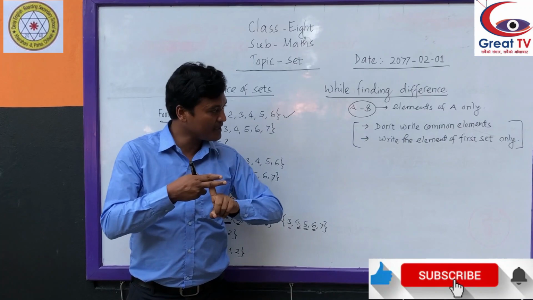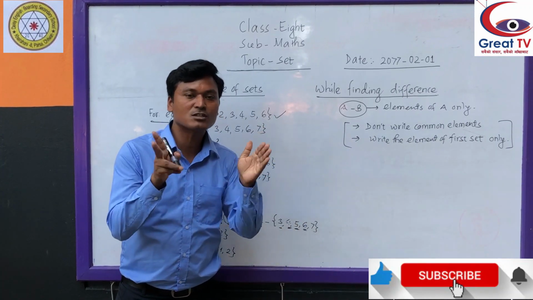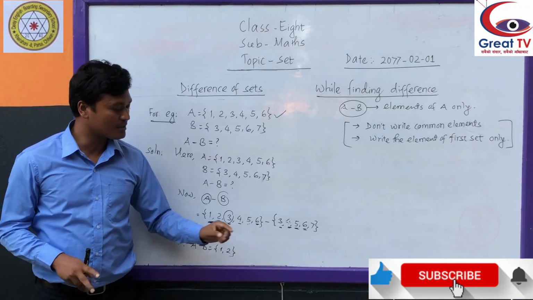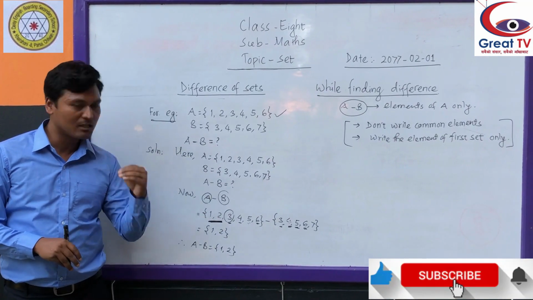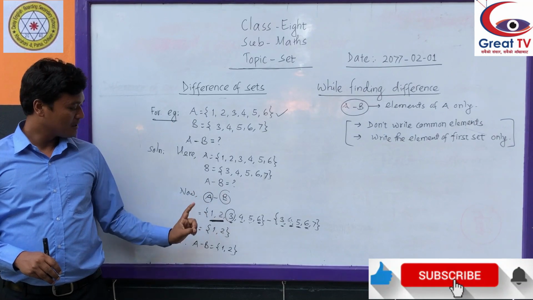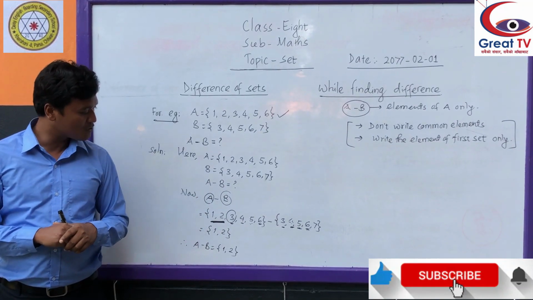First, don't write common elements. Write the remaining elements of first set only. So 3, 4, 5, 6 are the common elements. 1 and 2 are the remaining elements of first set A only. So A difference B is equal to 1 and 2.